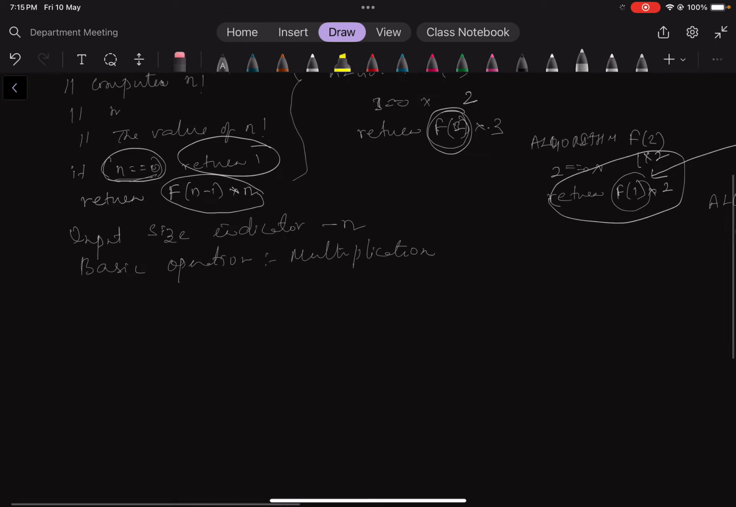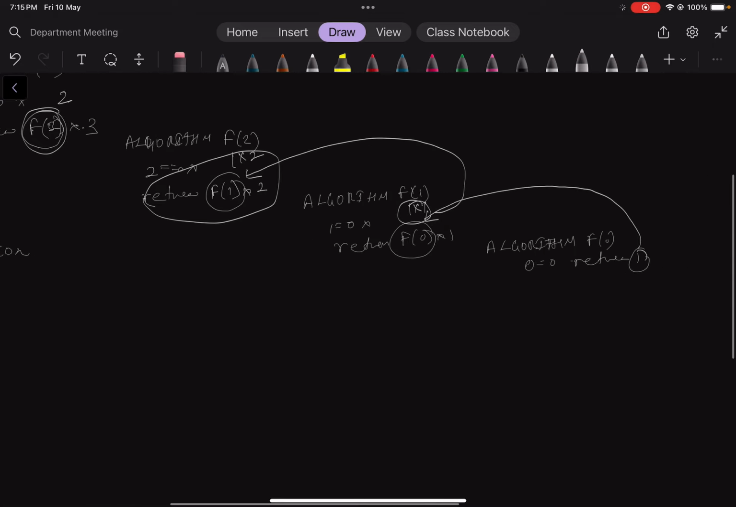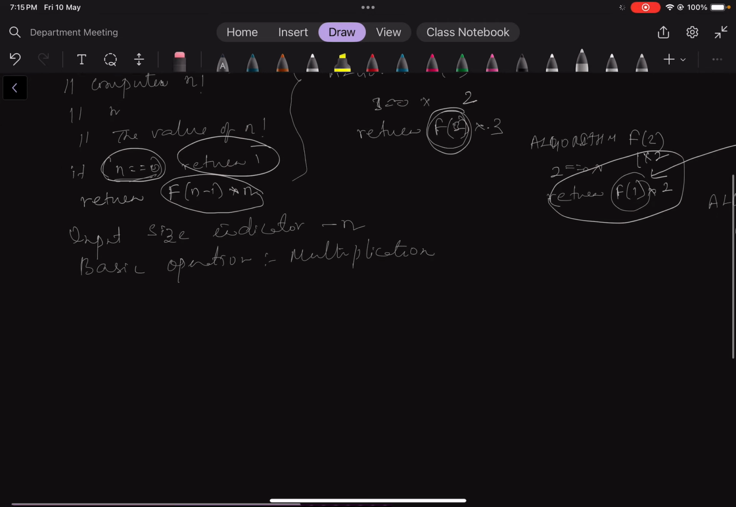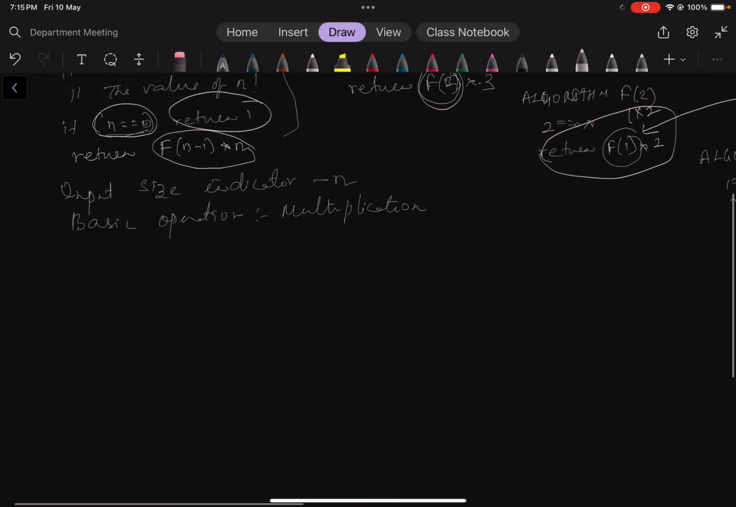Because it is recursive, it is occurring again and again. If you see these instances, we are calling the same function again and again, but for different values of n. So we are going to set up a recurrence relation for that. So what is that recurrence relation? F of n is equal to f of n minus 1 multiplied by n. That is what we have done here, right? So if this is n, this is f of n minus 1 into this one.